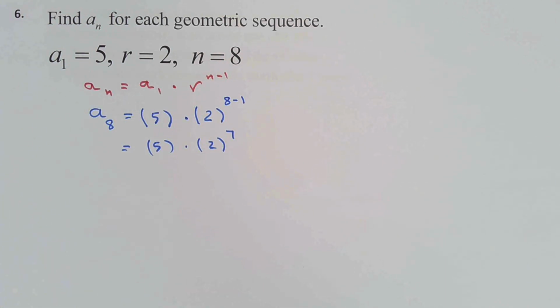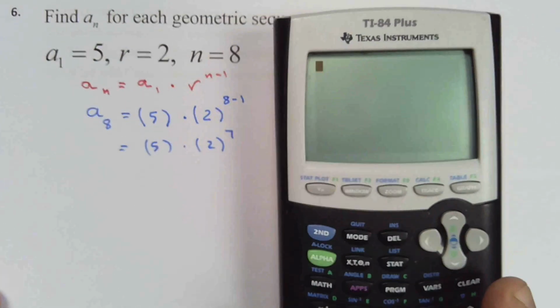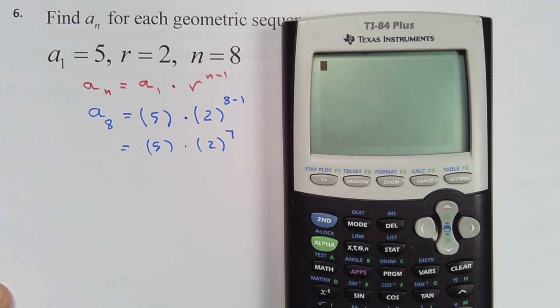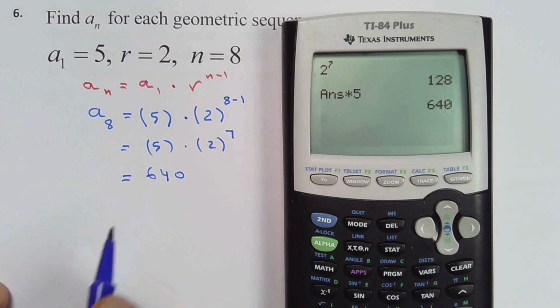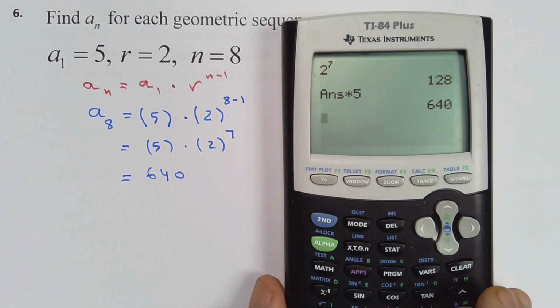One way to do this problem is you could do the following. You could say 2 to the power 7, multiply that by 5, and the answer is 640. That should do it for number 6.